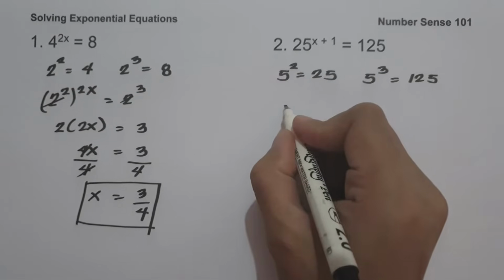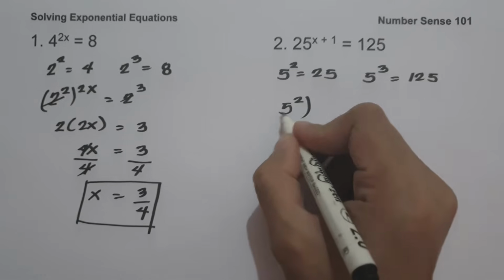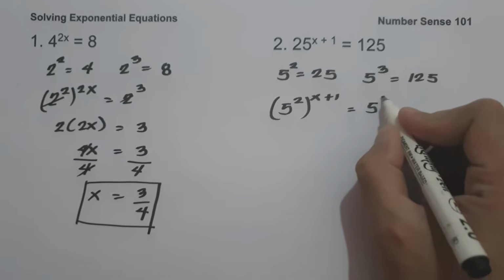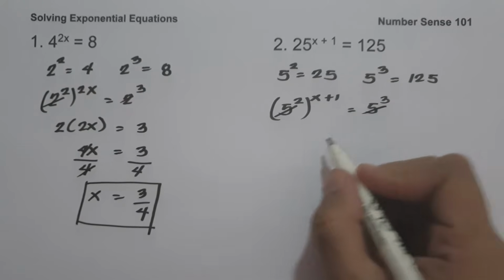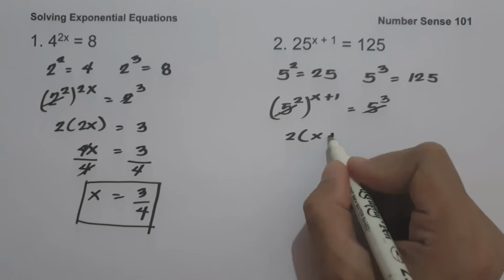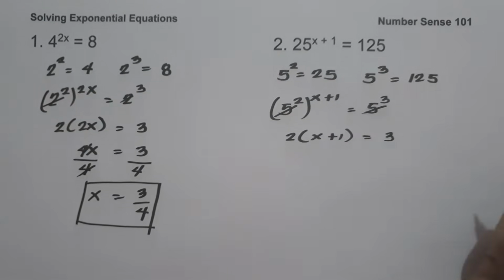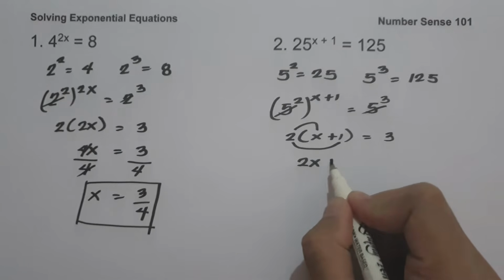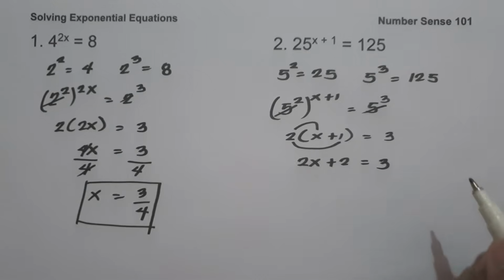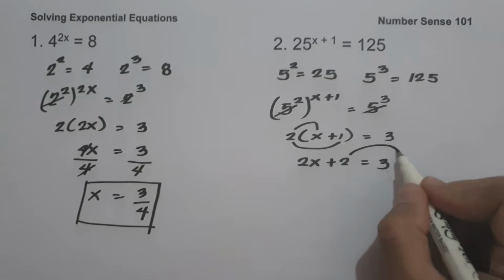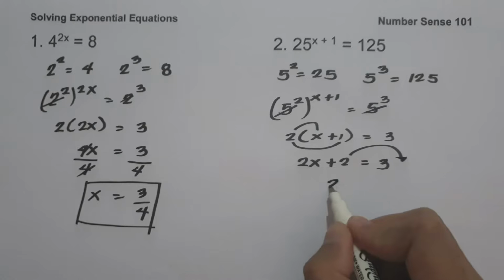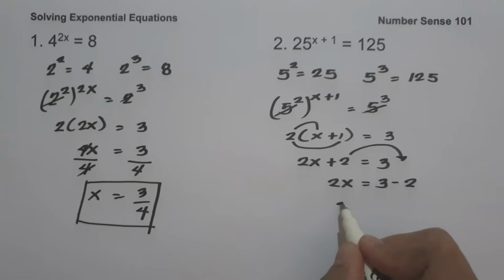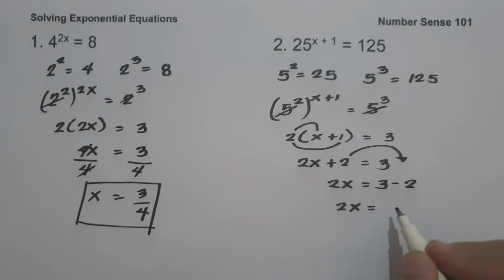So let us have 25, that is 5 squared, raised to x plus 1 equals 125, that is 5 raised to 3. Let us cancel the base and let us have 2 multiplied by x plus 1 equals 3. 2 multiplied by x is 2x. 2 multiplied by 1, that is 2, equals 3. And to simplify, let us move 2 on the side of 3. It will give us 2x equals 3 minus 2. And let us rewrite 2x equals 3 minus 2 equals 1.